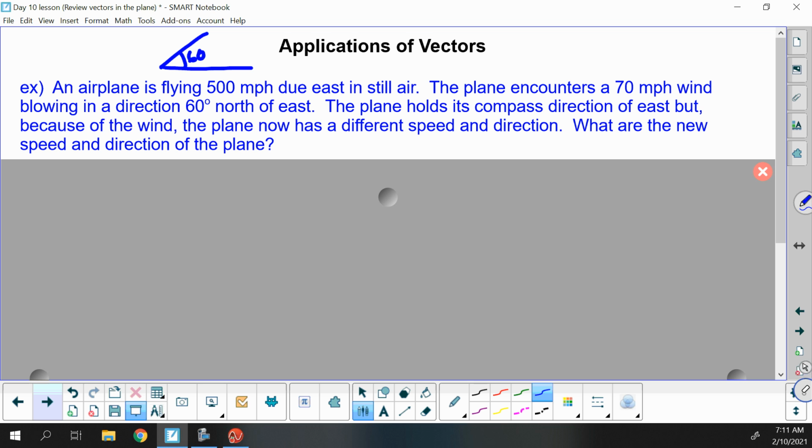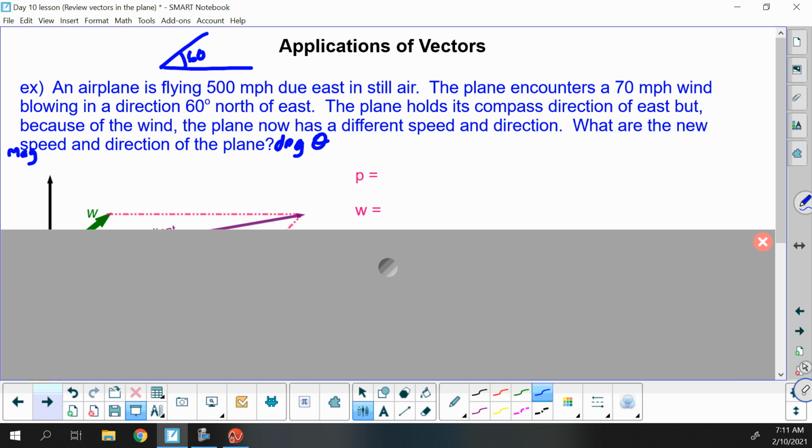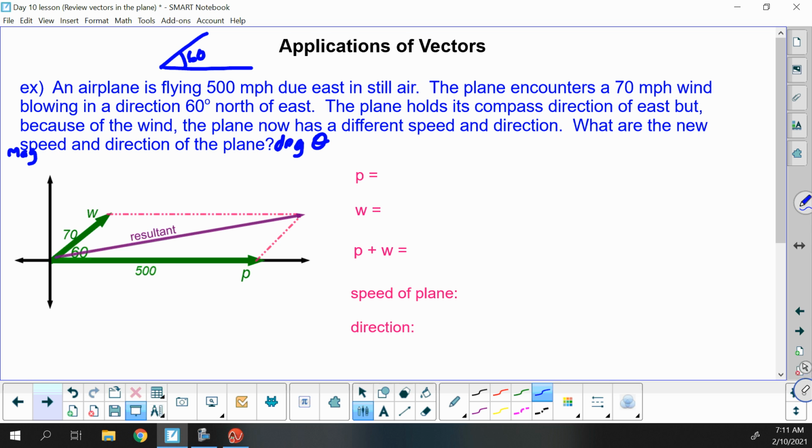Well, remember, speed is just magnitude. So we'll just have to do our magnitude calculation. And the direction should be the degree of theta. So here's kind of a picture of what we have. It was going 500 miles per hour due east. So that was our speed or our magnitude, and the vector is showing us the direction. The speed or the magnitude of the wind is 70, and it was acting at 60 degrees north of east. That purple line, the resultant, is the new path of the plane after the wind.